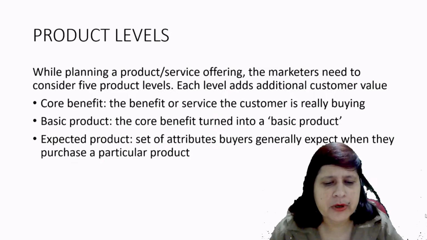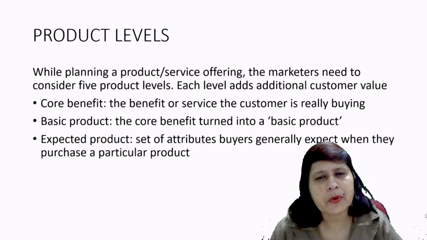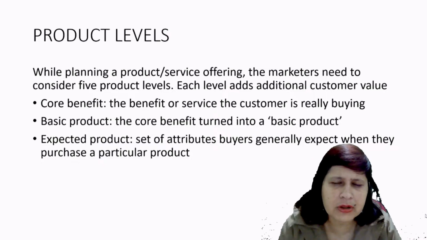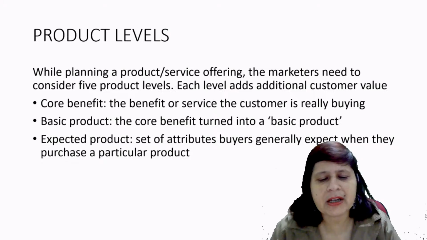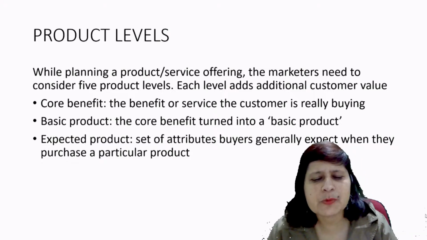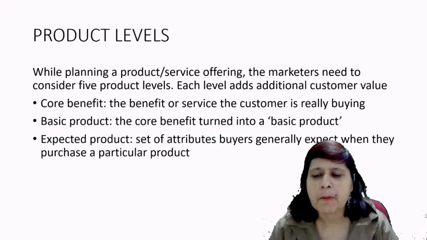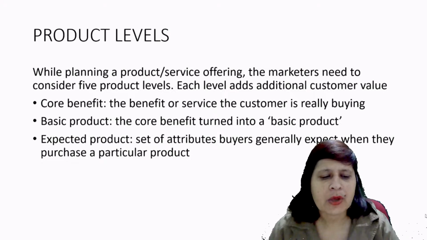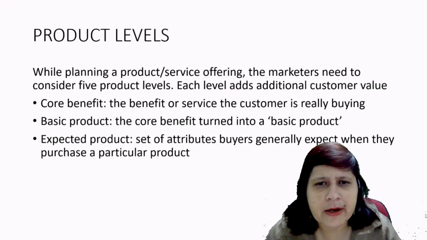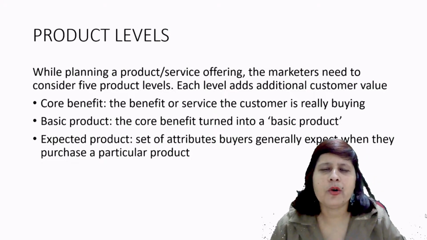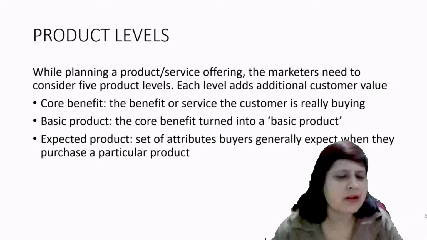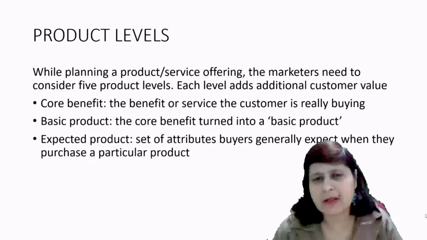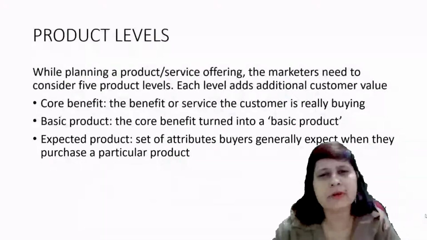Okay, then basic product, the core benefit turned into a basic product. Then expected product. What is expected product? The set of attributes buyers generally expect when they purchase a particular product. Suppose, as I have mentioned, I want to purchase a mobile phone. The basic product or the core benefit of that mobile is calling.